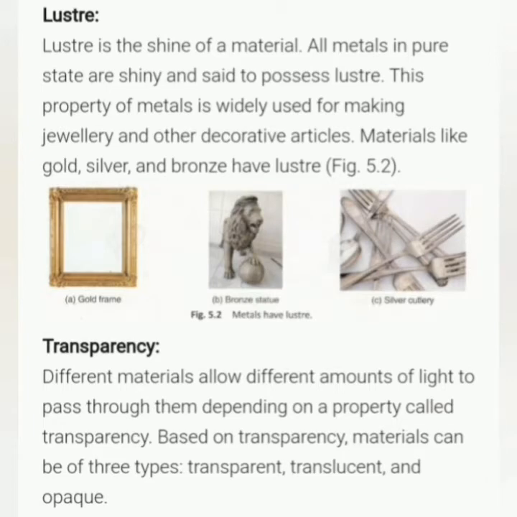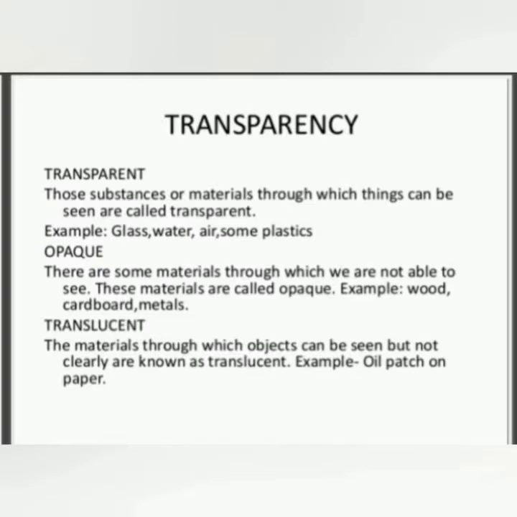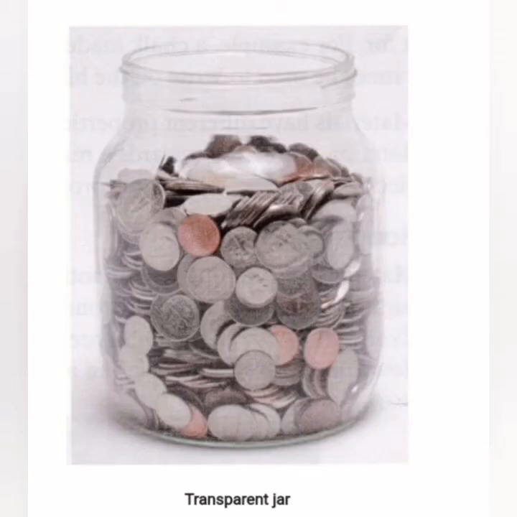Next is luster. Luster is the shine of a material. All metals in pure state are shiny and said to possess luster. This property of metal is widely used for making jewelry. Next property is transparency. The property of a material due to which we can see through it clearly is called transparency. For example, glass, water, air, some plastic.